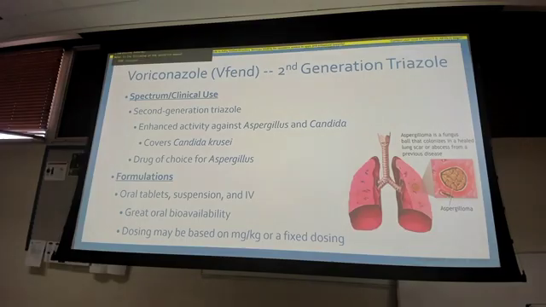So sometimes we use 6 mg per kg for a loading dose to get them to steady state quicker, and then a maintenance dose of 4 mg per kg. Or depending on what it is, we can do 200 to 400 milligrams.